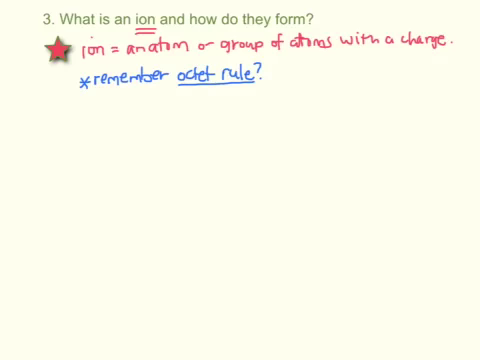So you remember we just talked about the octet rule where atoms want a full valence energy level. And most atoms don't start out with a full valence energy level.